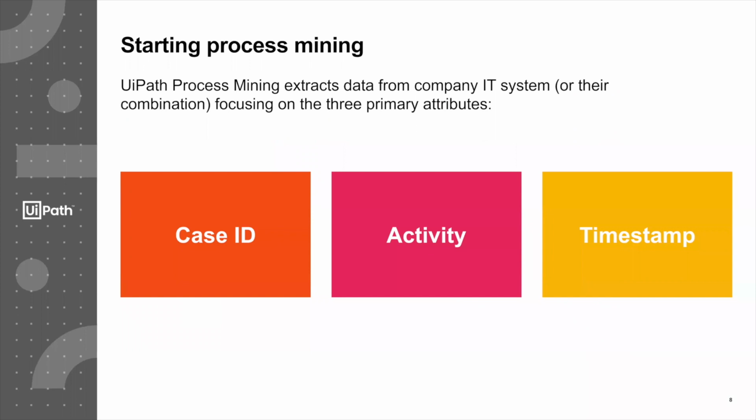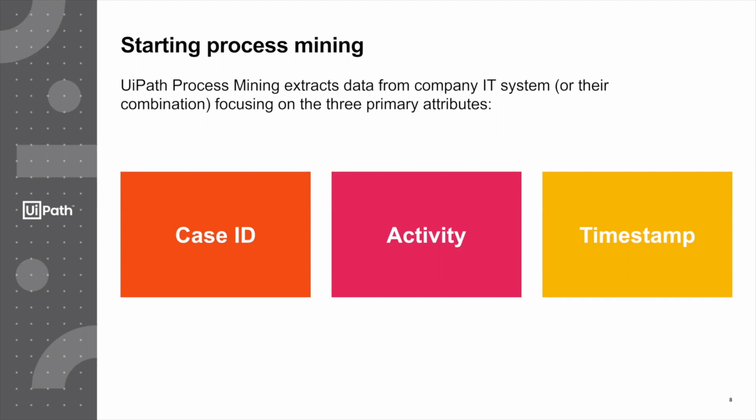So what are the three main data attributes that we need in order to execute process mining? So first of all, something that we call a case ID. A case ID is the unique item, the thing that you're tracking through the process. So if we think of a financial process, for instance, that would be an invoice number. It is unique for a single invoice, and that's going through that process. Next thing that we need is an activity.